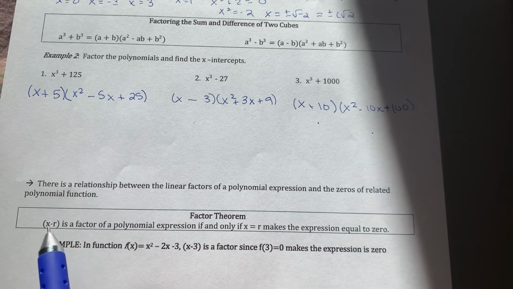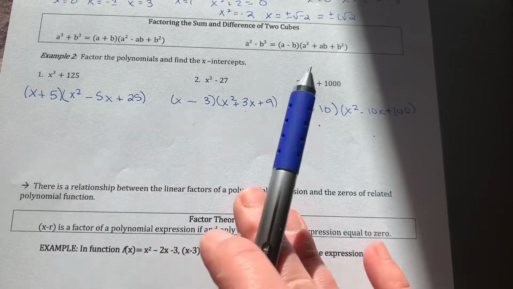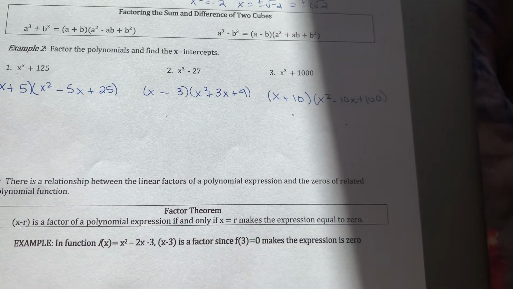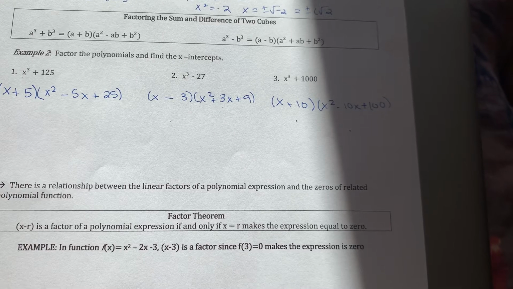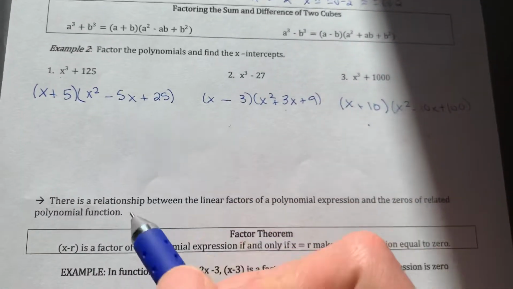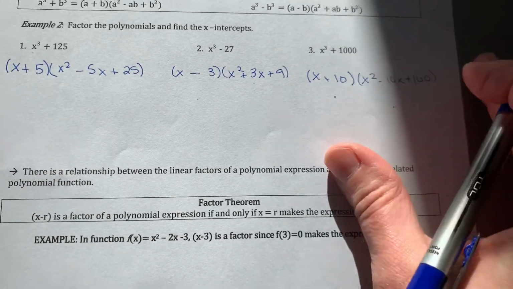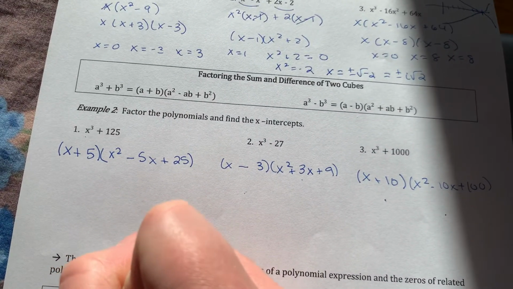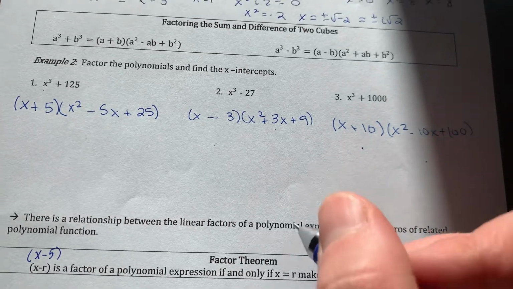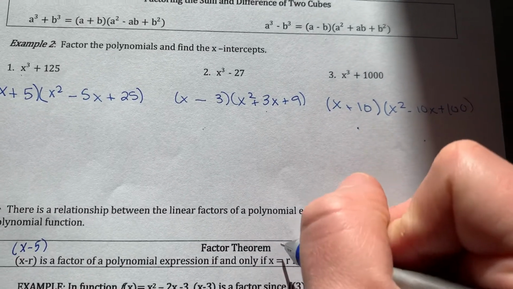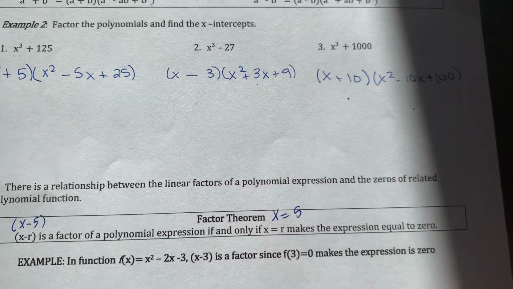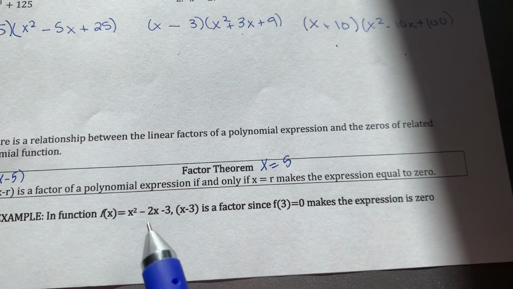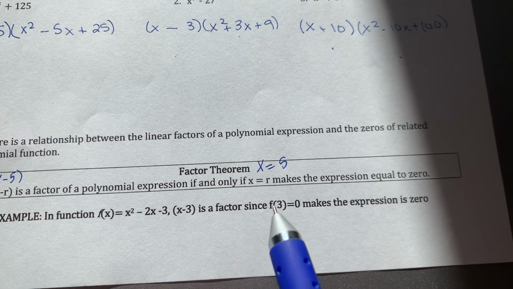So if x minus r is a factor, then r is a solution. Okay, it's called the factor theorem. So x minus r is a factor of a polynomial if and only if x equals r makes the expression equal to 0. So whenever I can't understand something in mathematics when I was your age, I would replace r with a number. So if I have x minus 5, let's say, that is only a factor if x equals 5.